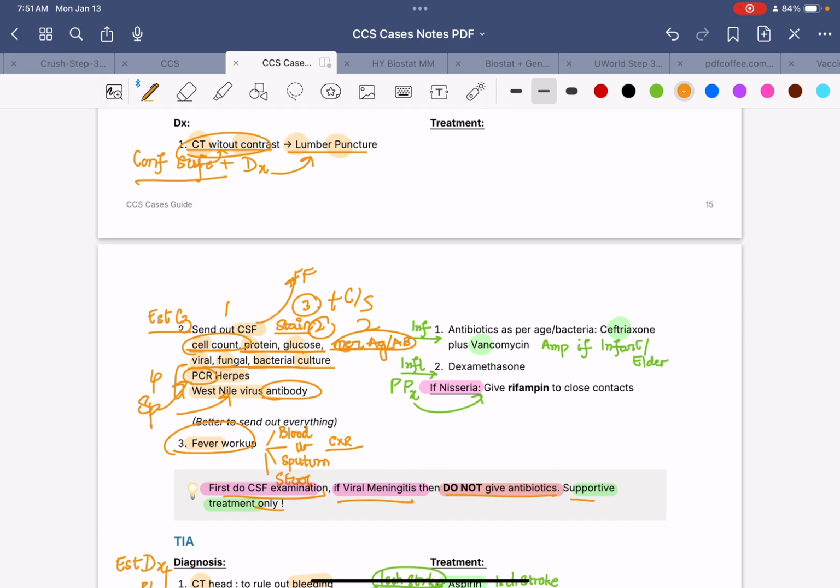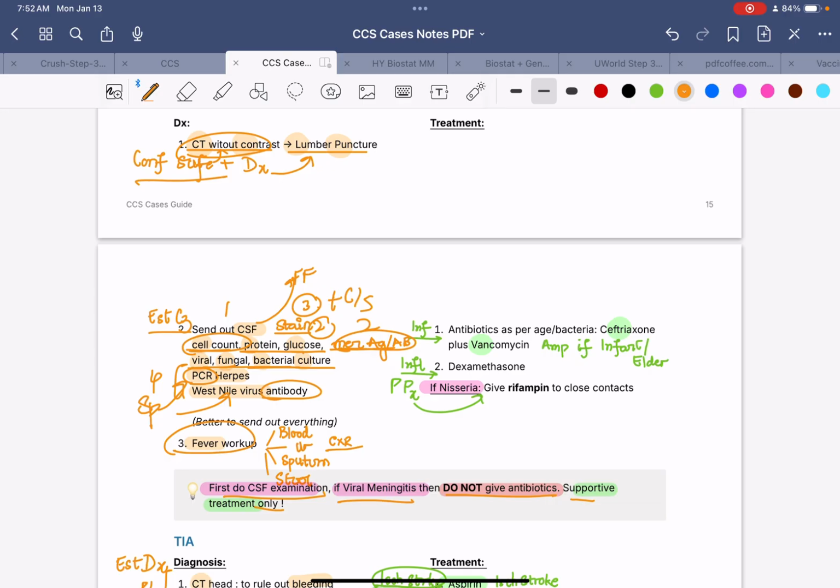So 3 main goals for meningitis include confirming the diagnosis with CT scan without contrast followed by lumbar puncture, establish the cause with the CSF studies, which include CSF cell count along with the meningococcal antibodies. Then we have the protein and glucose, CSF stain and culture sensitivity, which includes viral, bacterial, and fungal culture, and then specific tests such as PCR herpes, and West Nile virus antibody. Next up, we have the fever workup with blood, urine, sputum, and stool along with the chest x-ray.